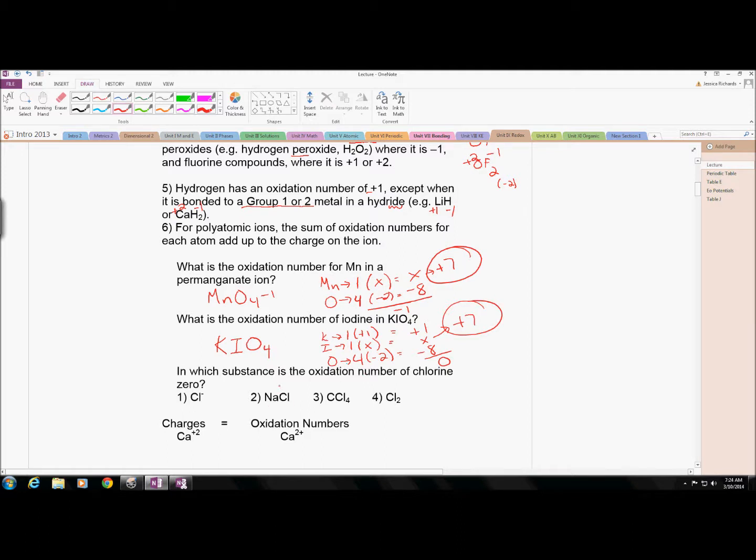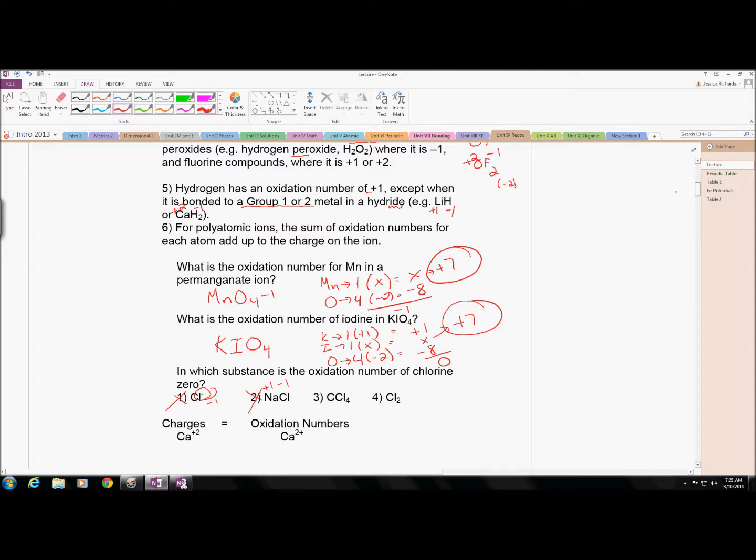Here's a multiple choice question that will throw people off. What is the oxidation number of chlorine 0 in which of these species? Here I have a chlorine ion. Notice they tell you the charge is negative. That means -1, so it's not that. Sodium chloride: sodium's in group 1, so it must be +1. If this is a neutral compound, the chlorine is -1.